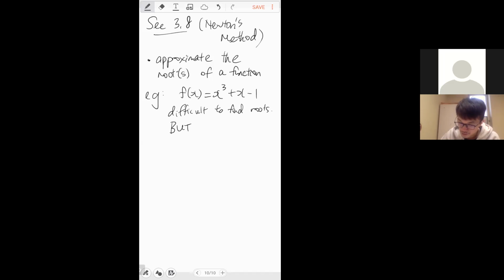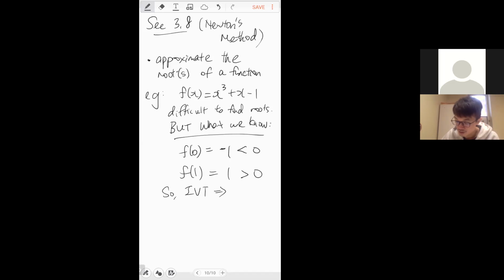But what we know is the following. We know that when I plug in 0, I get -1, which is less than 0. And when I plug in 1, I get 1, which is positive. And so the intermediate value theorem guarantees a root. It guarantees a root between 0 and 1, but it doesn't tell you what the root is. Does it make sense?